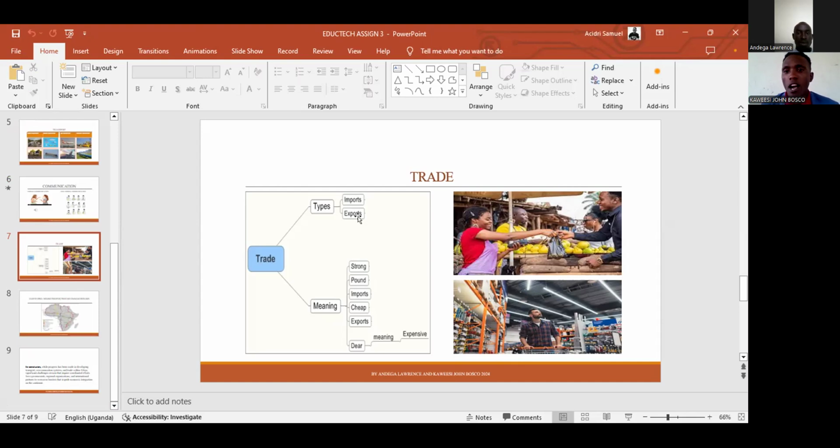So are you seeing the types of trade I'm trying to explain? Yes, I'm seeing them. Okay, thank you so much. So that is all about trade.